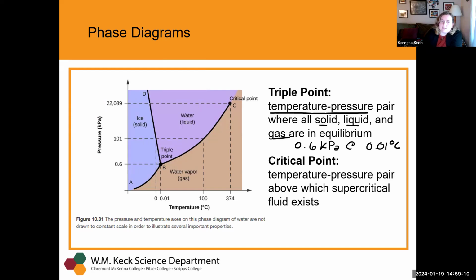And these other lines here, so this line represents the temperatures and pressures where ice and water are in a dynamic equilibrium, so ice plus liquid in equilibrium. This line down here is solid and gas in equilibrium. And then this line here is liquid and gas in equilibrium.